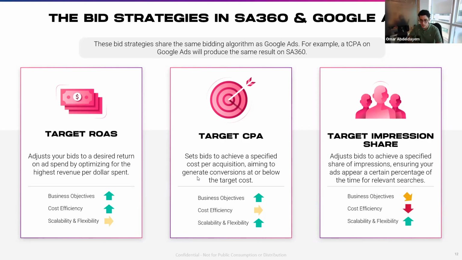We also have target CPA, which sets a bid specifically towards achieving a certain cost per acquisition or cost per conversion. And this is very similar, of course, to target ROAS. The only difference here is that it's a little bit more scalable and flexible due to not bidding directly on value, but we also see good cost efficiency at the same time.